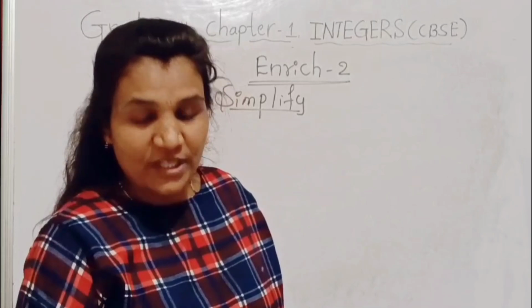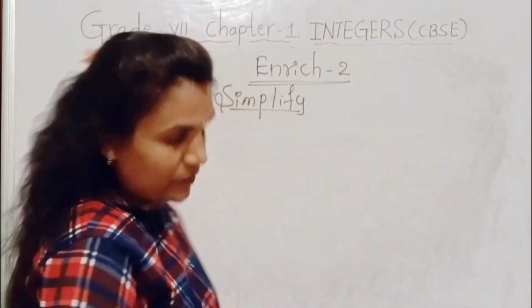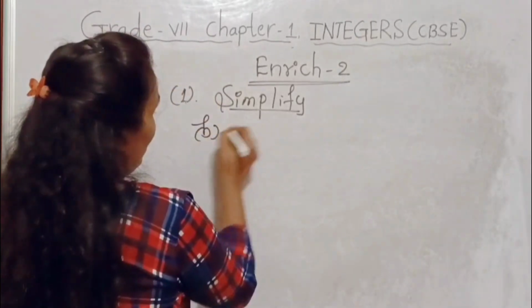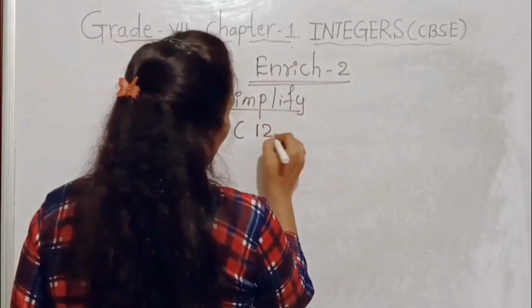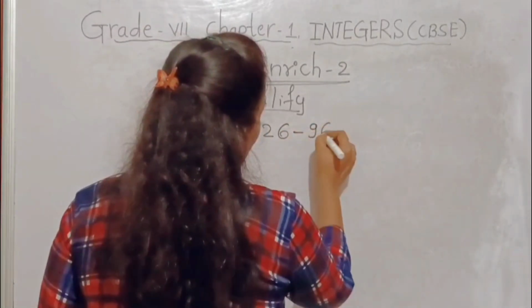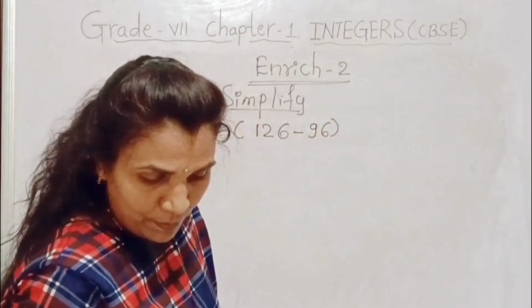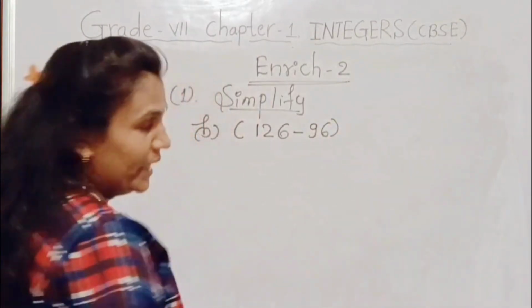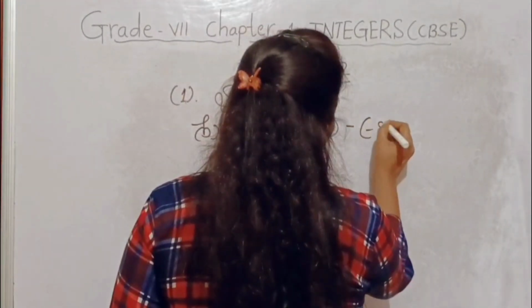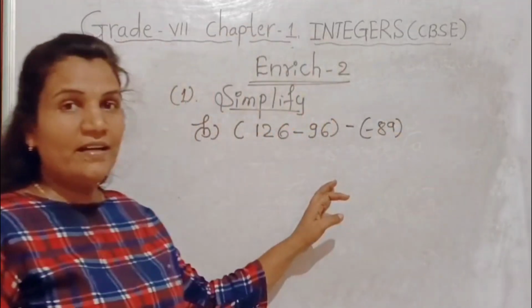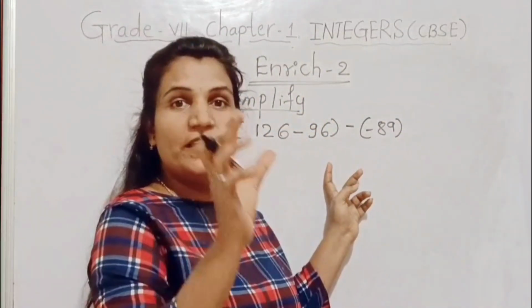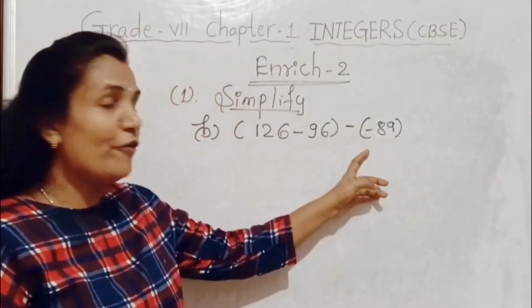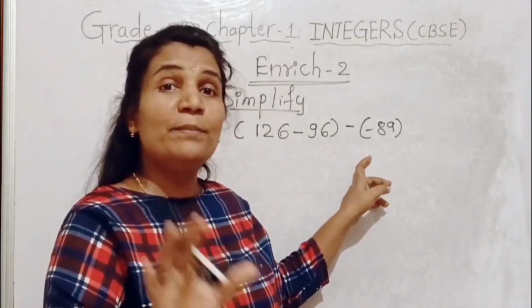Here is question number B. Within the bracket, 126 minus 96, bracket close, minus of minus 89. Clear? Yes. See here, in this question, 126 minus 96 is within the bracket, and then minus of minus 89 is also in the bracket.